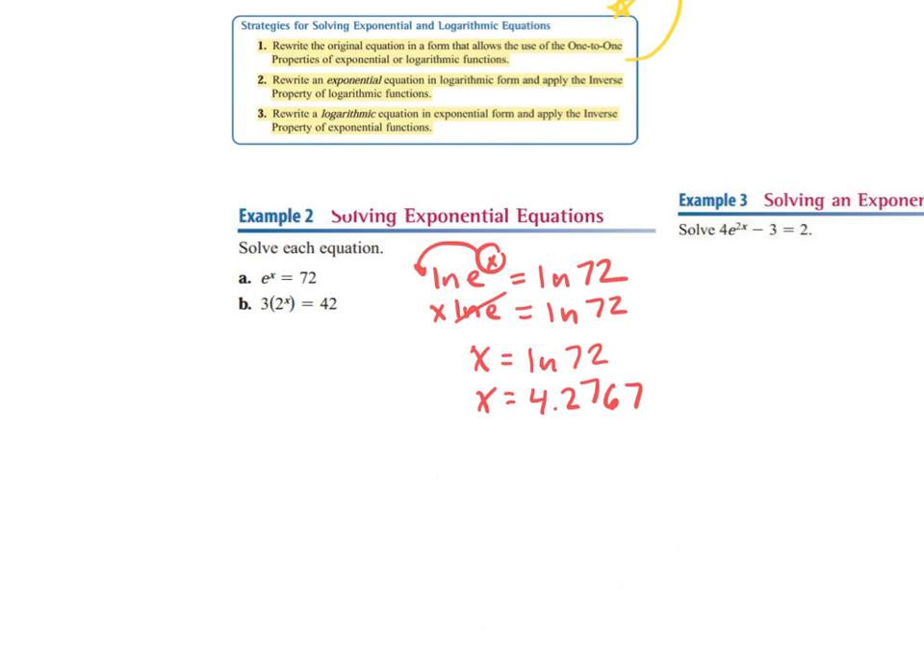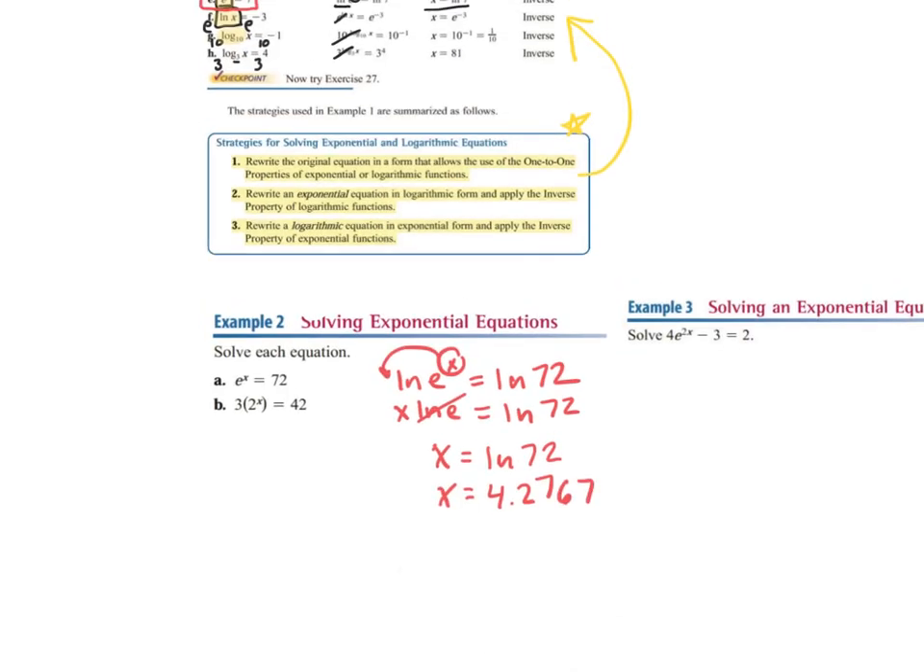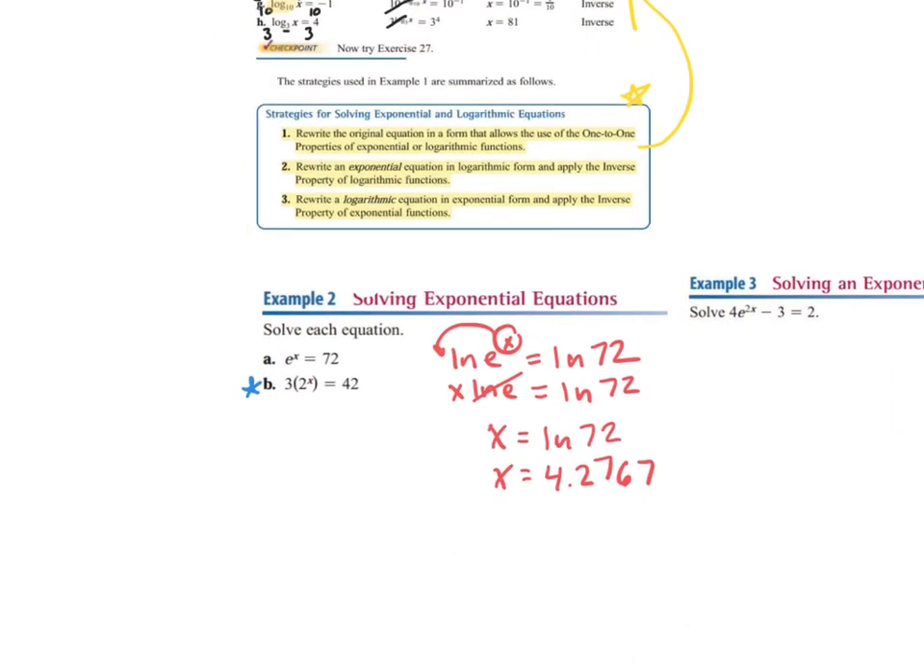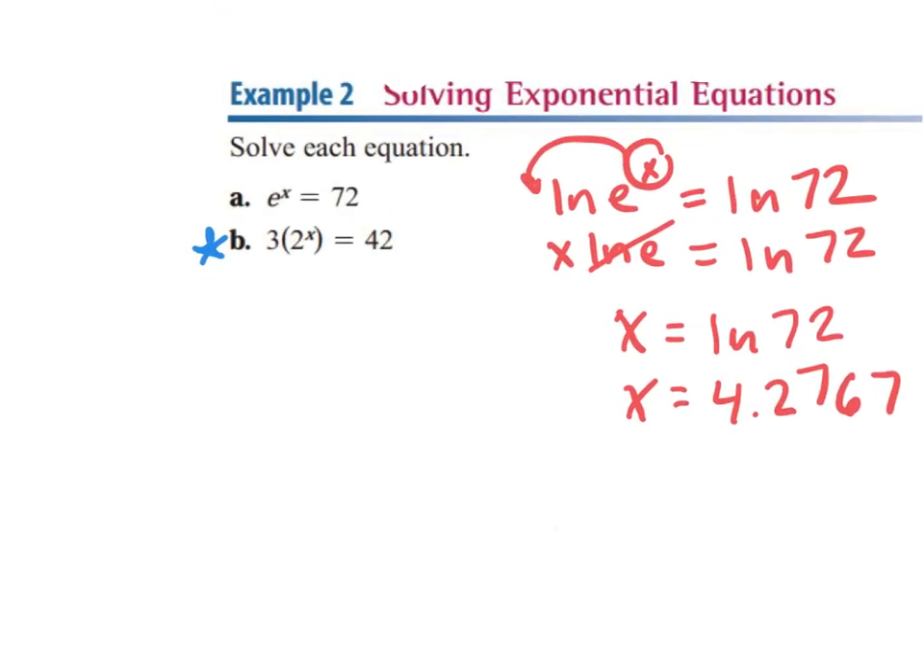For b, we have 3 times 2 raised to the power of x is equal to 42. Going back to our chart up here, b, this question, I would say it looks most like this. So we're going to use our one-to-one property here. So going back to b, first thing we want to do is get this 3 to the other side. So we divide both sides by 3. So we're left with 2 to the power of x is equal to 14.